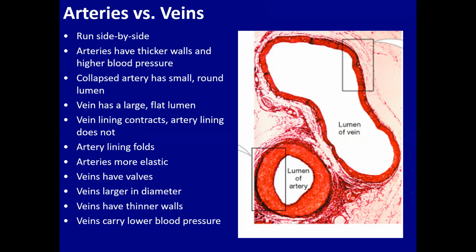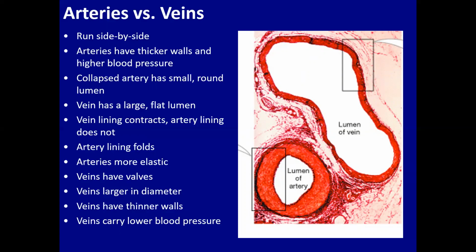Arteries have thicker walls and they have much higher blood pressure. A collapsed artery still has a round lumen. A vein has a large flat lumen. You can see the shape of the lumens in the picture. A vein lining can contract, artery linings don't. An artery lining has a fold. Remember I said it's ruffled.